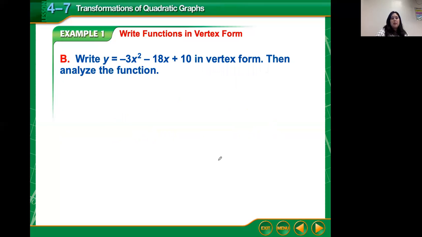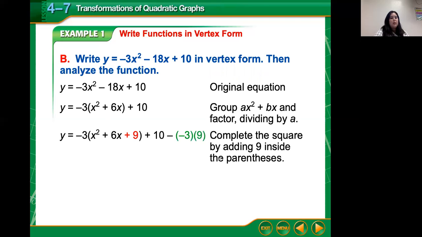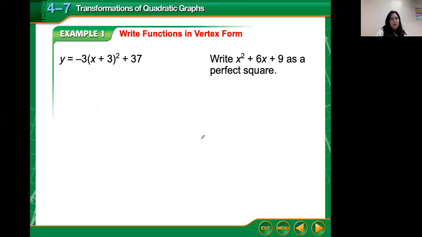So we're going to do the same thing. We're going to write y equals negative 3x squared minus 18x plus 10, and we're going to write this in vertex form to analyze the function. We're going to start by dividing out a from ax squared and bx, and we're lucky enough that b is a multiple of our a value. So we're going to complete the square by adding 9 inside the parentheses, and we're going to subtract negative 3 times 9 on the outside of the parentheses. So we're going to write this as our perfect square, negative 3 times x plus 3 squared plus 37. So that is our equation for vertex form.